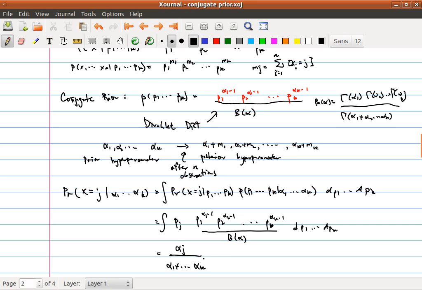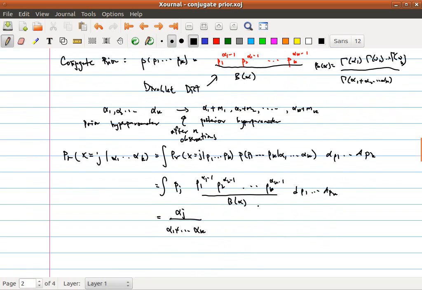j component. Honestly, I'm not quite sure how to do this integral, but you can just look up the mean for a Dirichlet distribution. We know that it's just equal to alpha j over alpha 1 plus up to alpha k. So that's how we get the probability of the outcome given the hyperparameter.